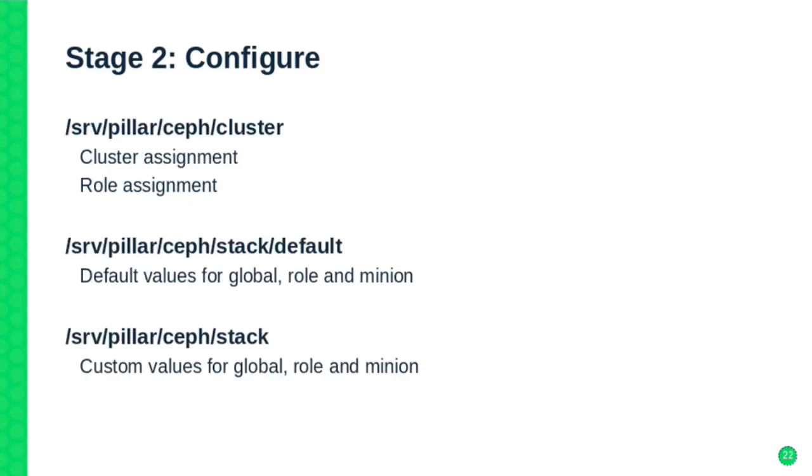Just to tell you where things are here. The 2 places the configure writes is /srv/pillar/ceph/cluster. It takes care of the cluster assignment and the role assignment. And the other files, the ones that would be more related to IP addresses, devices, and the relationships in the OSDs, are actually stored under /srv/pillar/ceph/stack/default. Now, the other directory that you see underneath that, /srv/pillar/ceph/stack, that's your directory. In other words, if I get any of it wrong based on whatever, and you need to override anything at any level, that's where you would do it.